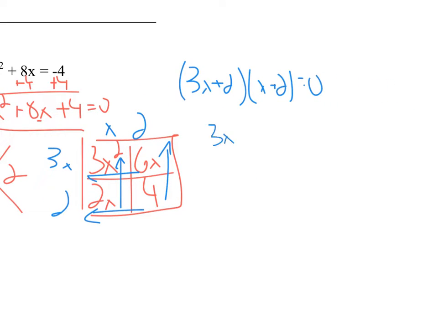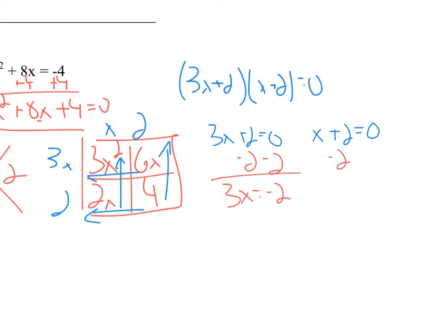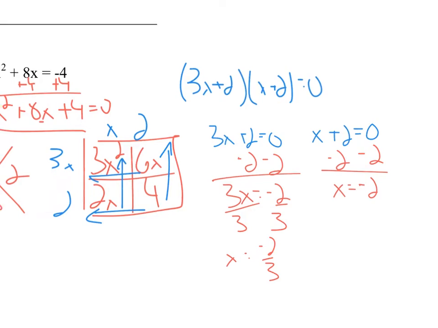So then that gives me 3x plus 2 equals 0, and x plus 2 equals 0. Solve, subtract 2 here, and we get 3x equals negative 2. Divide by 3, and x equals negative 2/3. For the other one, subtract 2, and x equals negative 2. And so there's our 2 answers there.